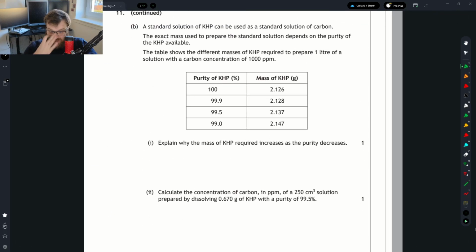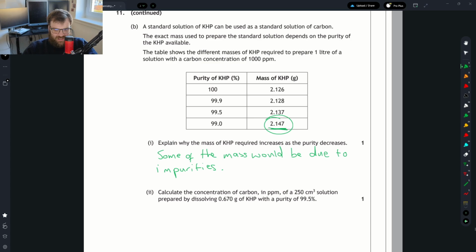Next one, why does the mass of KHP increase as purity decreases? For that, some of the mass would be due to impurities. So when you measure out, if we go to the one that's here, when you measure out that much, it wouldn't be that much of the pure KHP. It would be mostly that, 99% of that, but also the 1% of the other stuff.